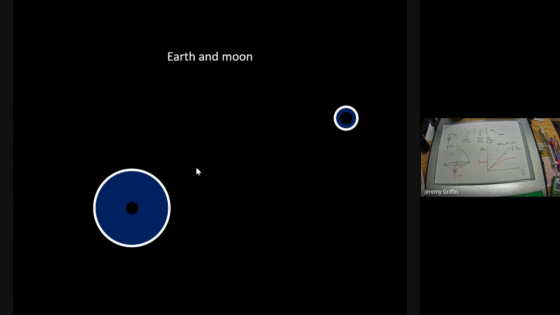For every force, there's an equal and opposite reactive force. Equal. Wait, hold on. Are the Moon and the Earth really pulling on each other with the same force? The same force? Yes, they are.